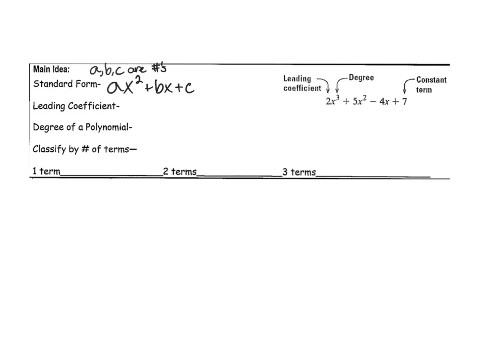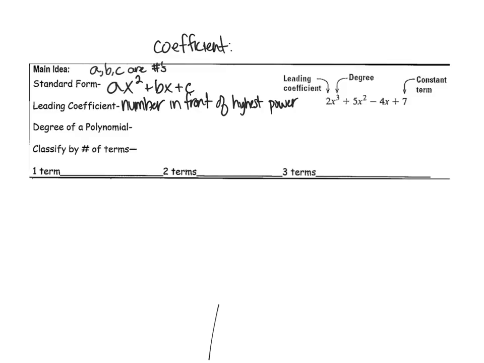Leading coefficient. It's the number in front of the highest power. Since this 2x to the third started with the x to the third, the 2 is the leader. It's the coefficient in front. The word coefficient, by the way, let's remind ourselves of that. Does anyone remember a coefficient? The number in front of x, or y, or z, or whatever. So the number in front of a variable.